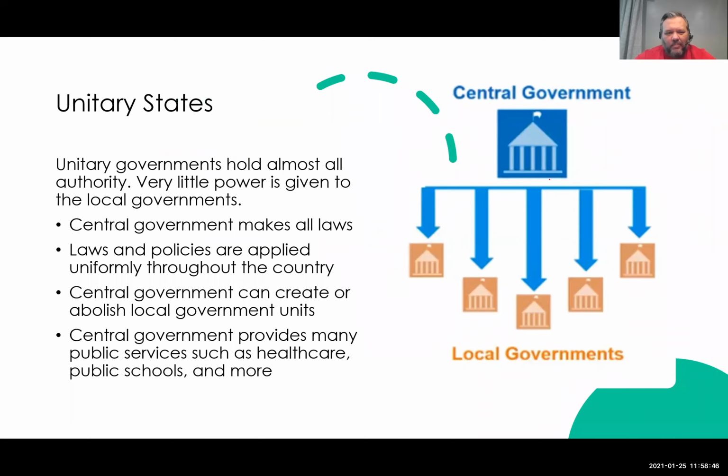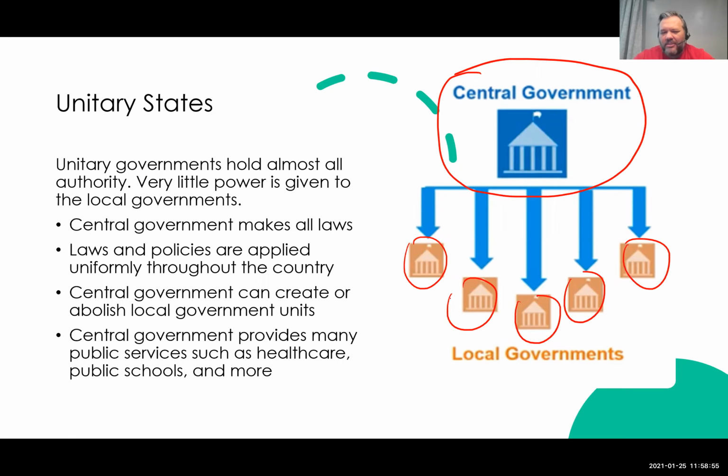So when we look at a unitary state, we have the big central government here, and then we have all of the small local governments which carry out the policies. This would be like if our state government didn't exist and we allowed Washington D.C. to write all the laws, and then the local governments just did what the national government told them to do. So here are a couple of the characteristics. The central government makes all the laws. The laws and policies are applied uniformly throughout the country, meaning whatever is good for this city has to be followed by this city too. There's no one city doing one thing while another city's doing another.